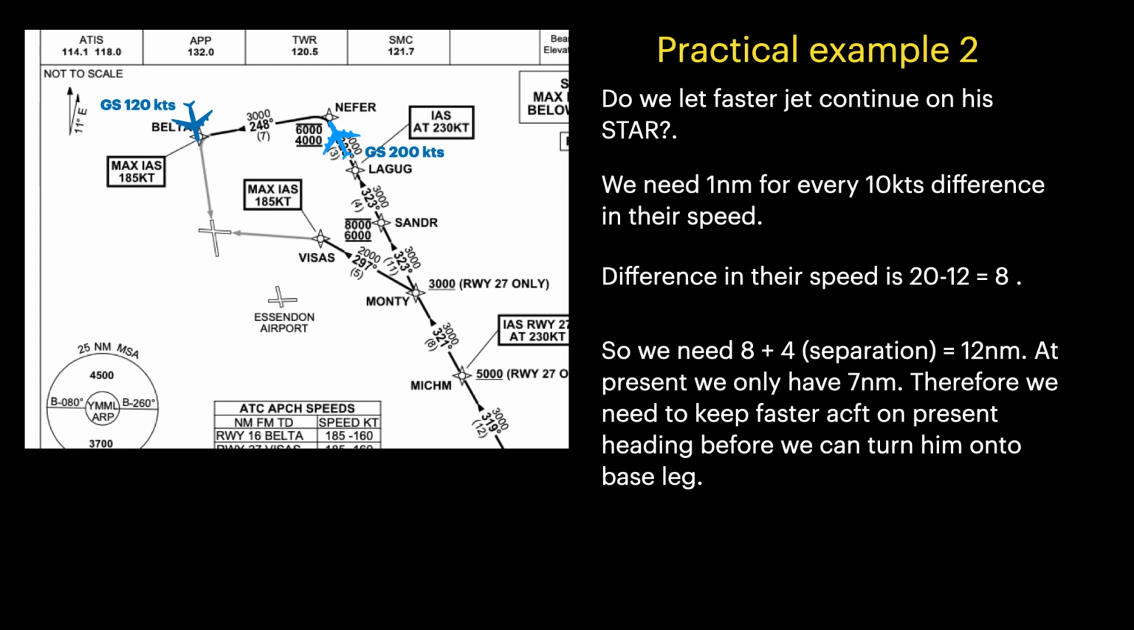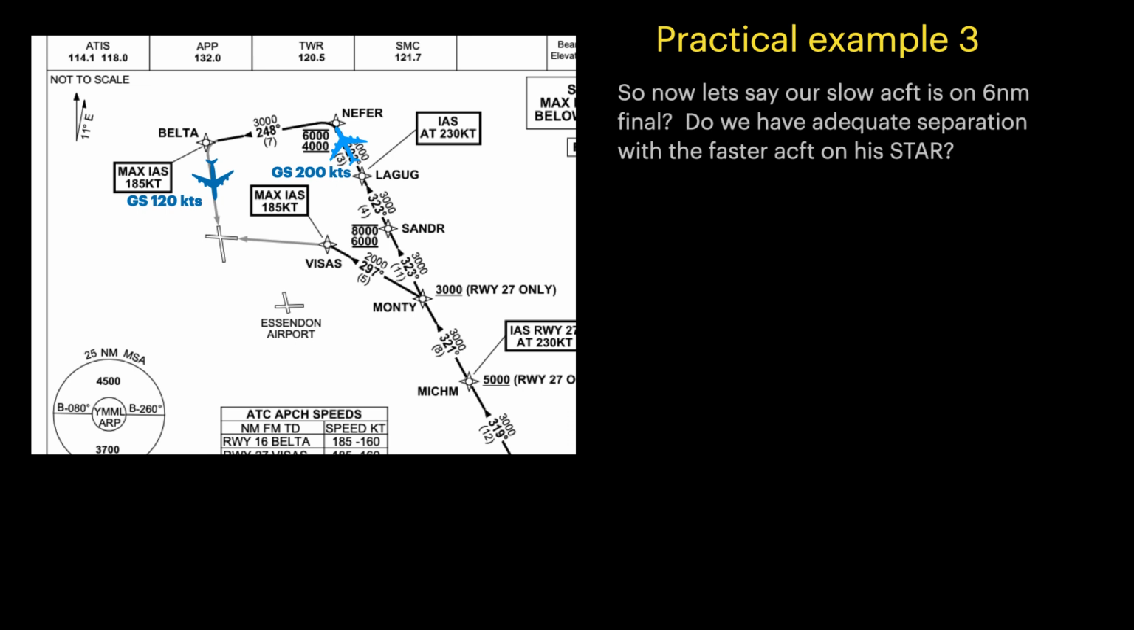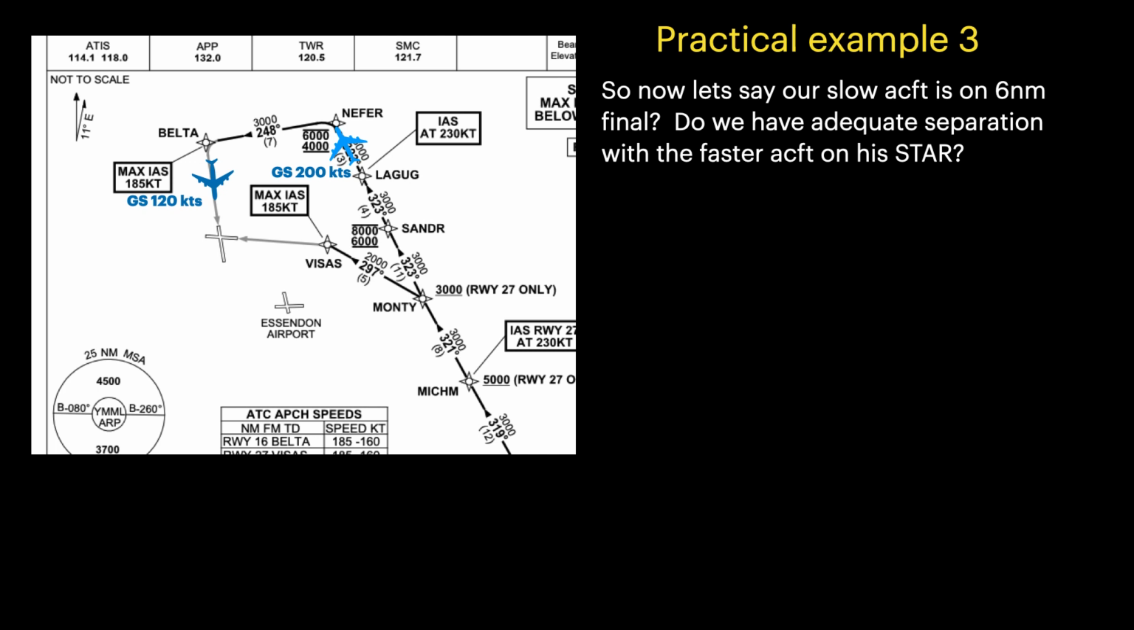So that would be another solution to that particular problem. Okay, so let's now look at example number 3. Now let's say, and this is obvious, I think, that our slow aircraft is on 6 nautical miles.